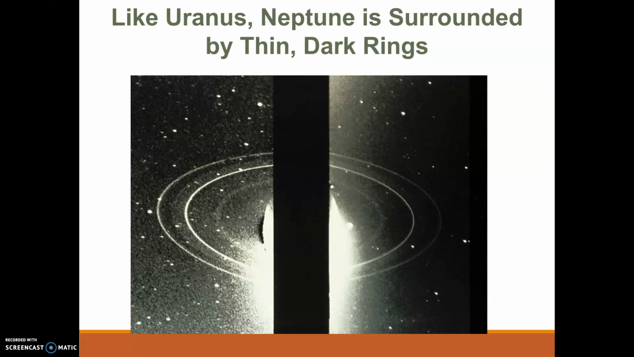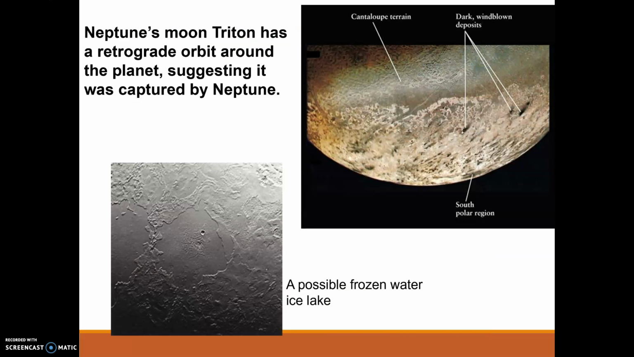Again, like Uranus, Neptune has these dark, thin rings that surround it here. So we can see those a little bit in this image. And Neptune's moon Triton has a retrograde orbit around the planet, suggesting it was captured by Neptune. So unlike the Earth's moon and Uranus's moon, it wasn't produced from a collision. It was captured by Neptune. We can also see on this moon here a possible frozen water ice lake.